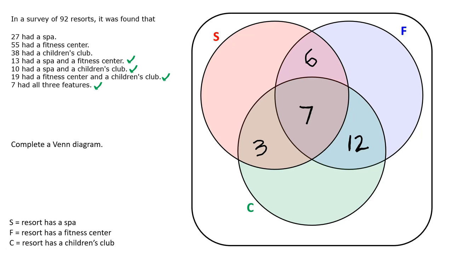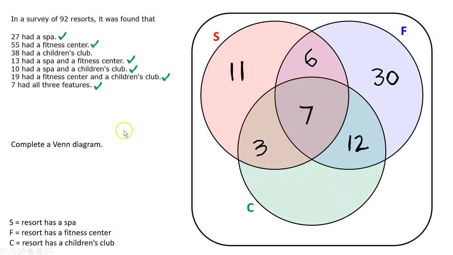Now, with this information in place, with these overlaps, I can answer these questions. 27 had a spa, which means that when I look at the circle representing those that had spas, these 3 regions, along with this region that's just S, should all add up to 27. So this is 16, which means that 11 out here should be only having a spa. 55 had a fitness center. That's including the 6, 7, and 12 they already have in these regions. So this region out here that's only in F is going to be 30.